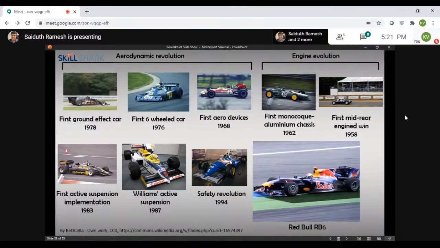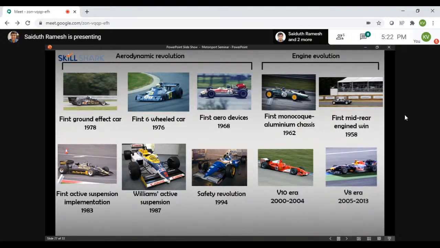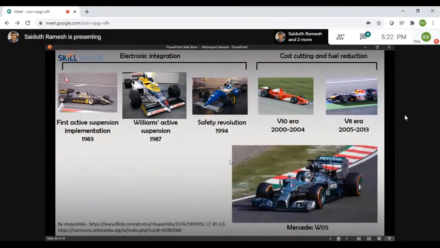We move on a few years down the line. This is a Red Bull RB6. So this was the car that Sebastian Vettel drove to become the youngest world champion. Again, a rich piece of history just for you to see. That was the V8 era, by the way. And then we move on to the modern cars. So these are ones you see in races today.